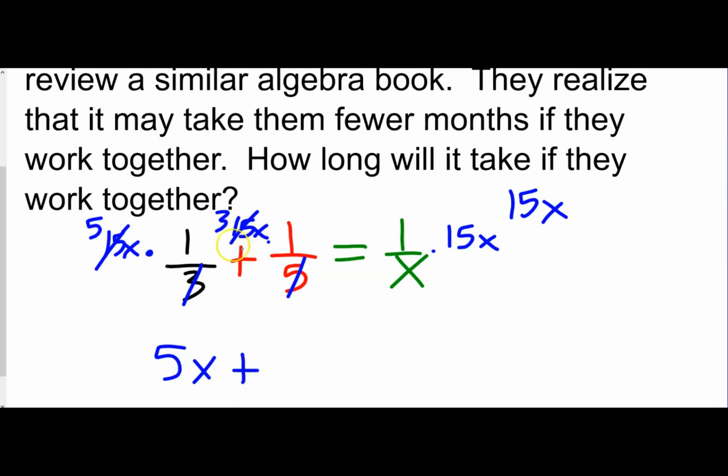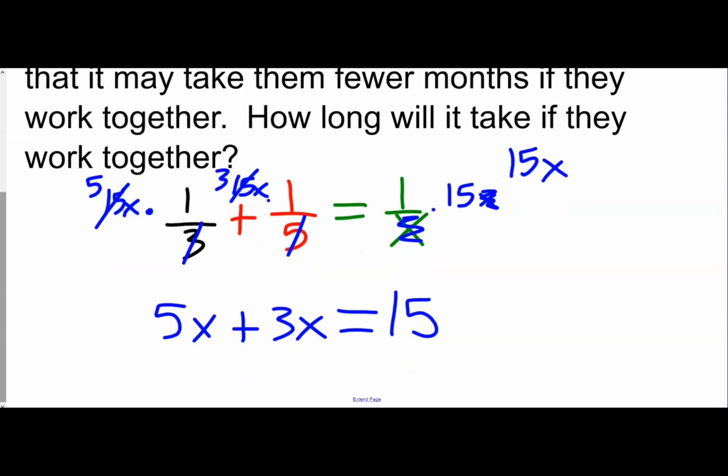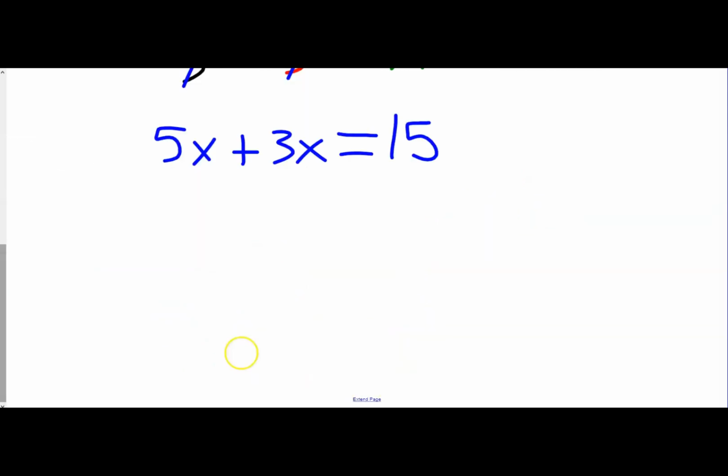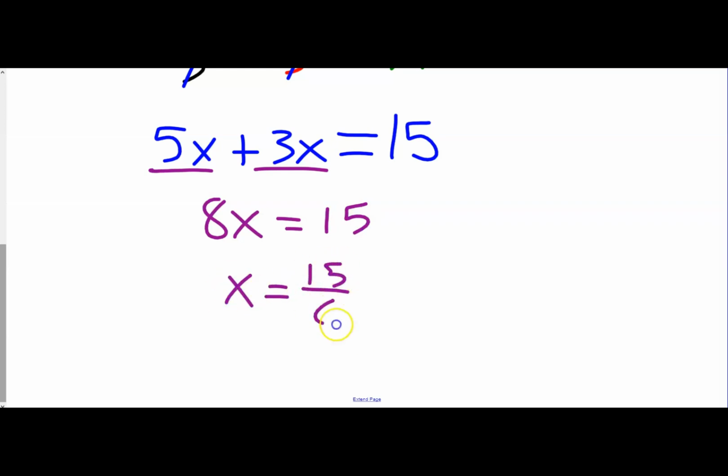We had the 3x and the 1, which gives us 3x equal to the x, and this x cancels, leaving you with 15. So again, you're at that very end piece. You've got this small little equation that you've got to deal with. Put those like terms together. It gives you 8x equal to 15. Do your quick division. x is equal to 15 over 8.